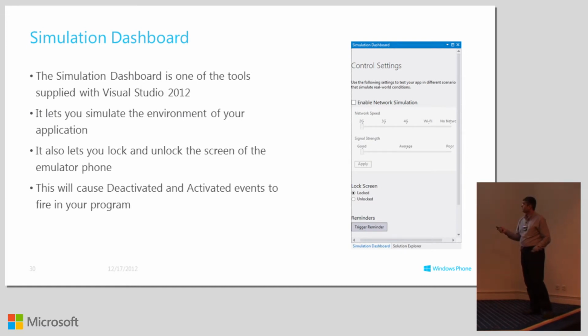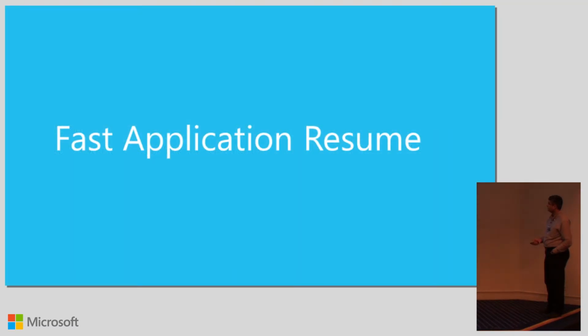Then we have the simulation dashboard, as I told you, which allows you to check your application in lock screen and unlock screen. So you can use this to lock the emulator's screen or unlock it. Fine? And you can even check the network connectivity.